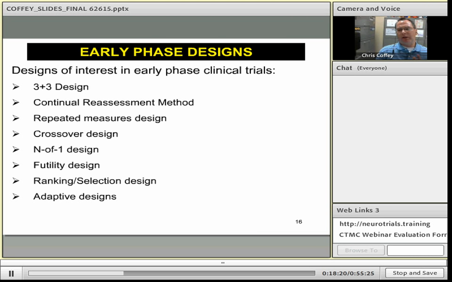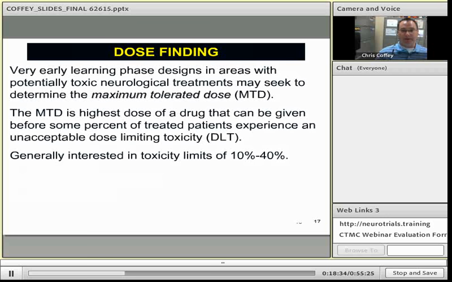So what I want to talk about for the remainder of this webinar is to give you the quick high level, since there's not really time in a one-hour webinar to discuss each of these in a lot of depth, but to talk about some of the designs of interest in early phase clinical trials, or things that I've seen pop up in early phase trials. Next slide. So I want to start with a couple of designs that are used in really early phase designs.